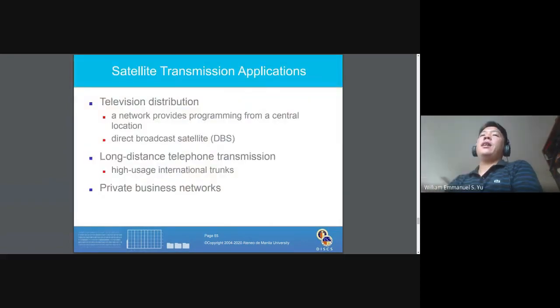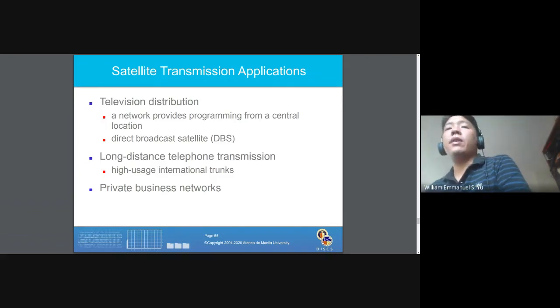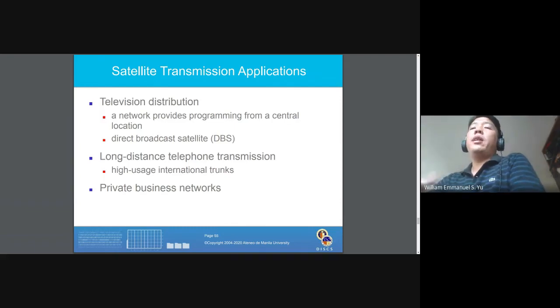Okay. And of course, satellite transmission applications. Again, number one is TV or direct-to-home TV or direct broadcast satellite, DBS or DTH, direct-to-home. Right? Long-distance telephone also uses satellite. So usually high-usage international trunks for long-distance. But right now, it's mostly fiber optic cables, but satellites are kept for backup purposes.